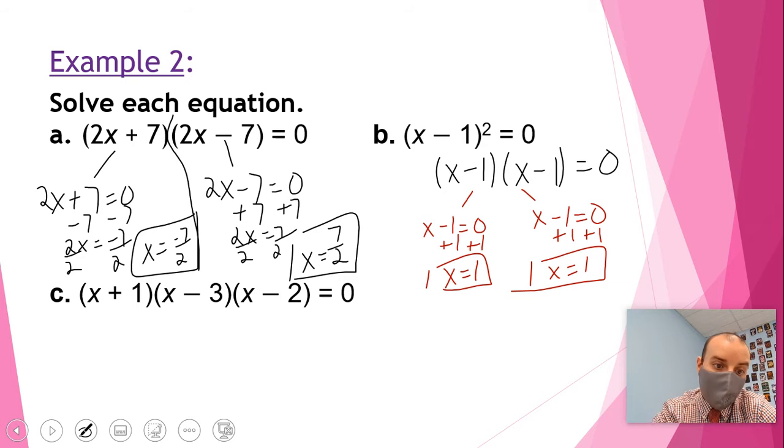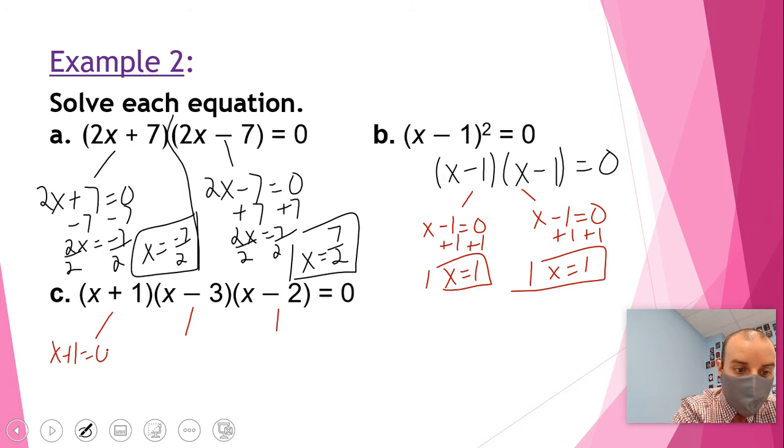So same thing here. We could have two solutions like we saw there. We could have one solution like we saw here. Here, we're going to set every single part equal to 0. x plus 1 is equal to 0. x minus 3 is equal to 0. x minus 2 is equal to 0.